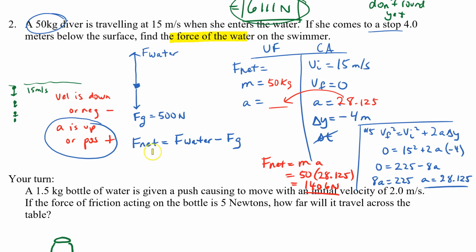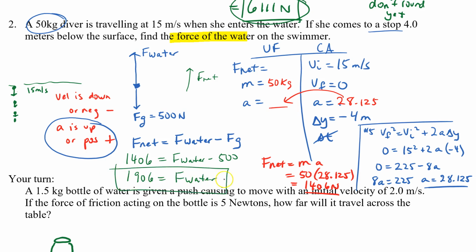So back over here, we're looking at this Fnet, and I'll say this Fnet was 1406. So in other words, the net force must be upwards, right? And it's 1406. In other words, the force of the water up is 1406 greater than the 500 downwards. So if I plug this in here, I'm going to get force of the water minus 500. Now if I add 500 to both sides, now I get 1906 is equal to the force of the water. And there we go. There is our final answer.